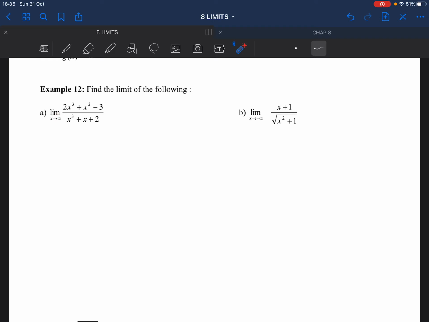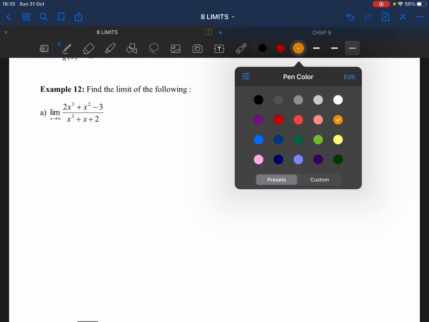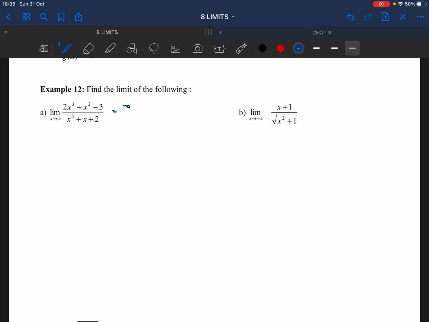When you are evaluating the limit, you have to make sure whether x approaches a constant or infinity. Here we have x approaches infinity. So first, just try the substitution method. If you substitute infinity into x, you are going to get infinity over infinity. So you know that this is case 5, and you have to divide by the highest power of the denominator. Look at the denominator here. The highest power is x cubed.